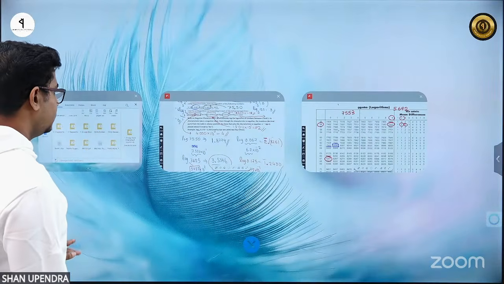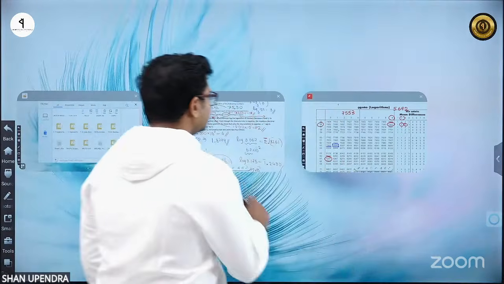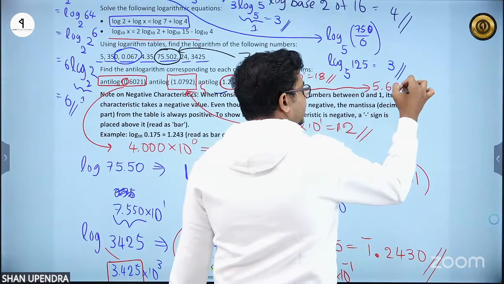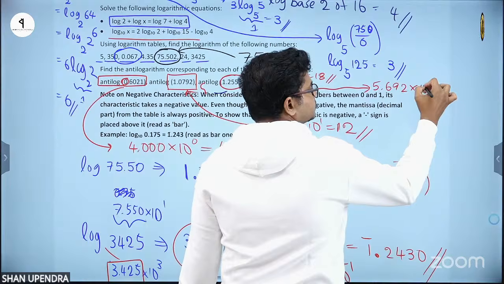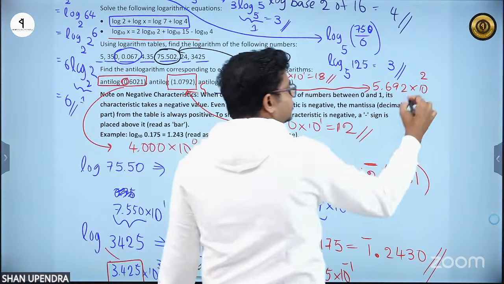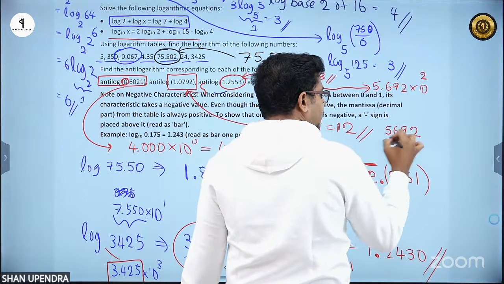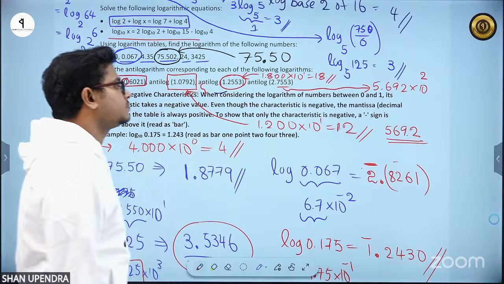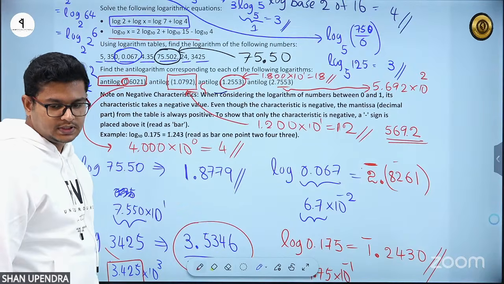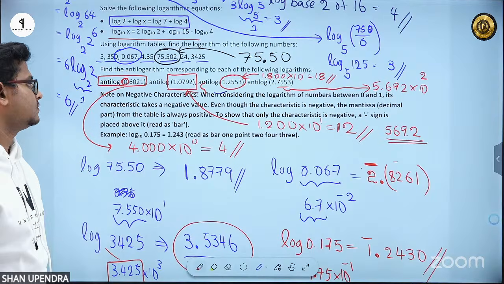So 7553 gives 5692, and it is 5.692 into 10 to the power 2, because this is 2 point something. That means you can find 569.2. So that's the way to calculate the antilog values.